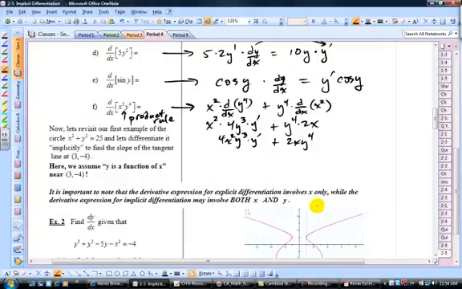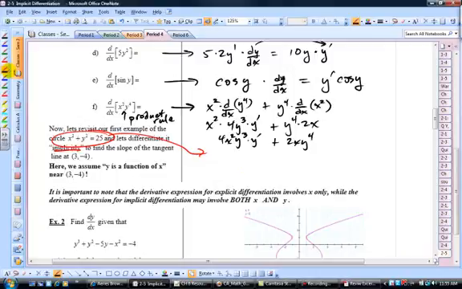Okay, let's stop here and ask questions before I do anything else. Now let's go back to our circle example. Let's revisit it. And let's take this equation, which is an implicit function, and let's differentiate it implicitly.